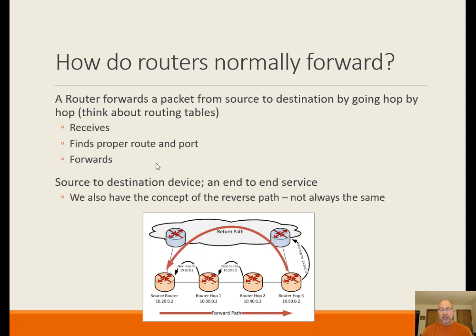IP packets just have the source and destination IP address, right? So every router has to figure out what the next hop is, and then eventually the packet finds its way to the destination. An important idea is the return path, which may or may not be the same pathway in reverse as the forward path. There's no guarantee that packets follow the same pathway out and then back.